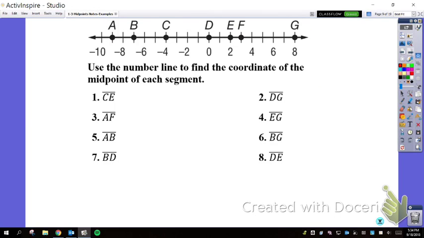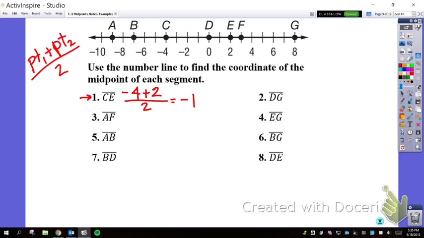Okay, we are going to get fractions a little bit more often on midpoint here. So it says, use the number line to find the coordinate of the midpoint of each segment. So if we were looking at number 1, and we're looking at CE, we want to find the midpoint. Then we know our formula is point 1 plus point 2 divided by 2. So C is -4 plus E is 2, and then we divide by 2. So -4 plus 2 is -2, divide by 2, and you end up with -1.